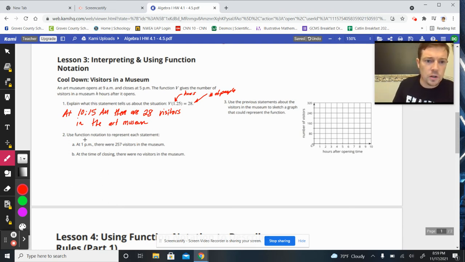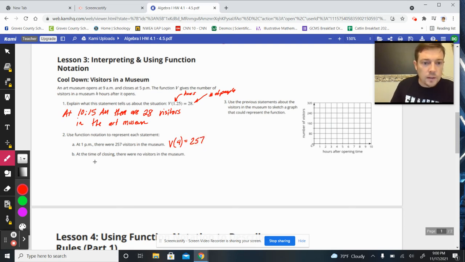All right, number 2. We're going to use the function notation to represent the statements. So we're going to write them using the V of equals format. At 1 p.m., there were 257 visitors. So 1 p.m. needs to be represented inside the parentheses, and 257 needs to be what it equals. But we can't put 1 in there because the number that goes into our function is the number of hours after it opens. If it's 1 o'clock and it opened at 9, 10, 11, 12, 1, this is 4 hours after they've opened. So I would note that with V of 4 is equal to 257.